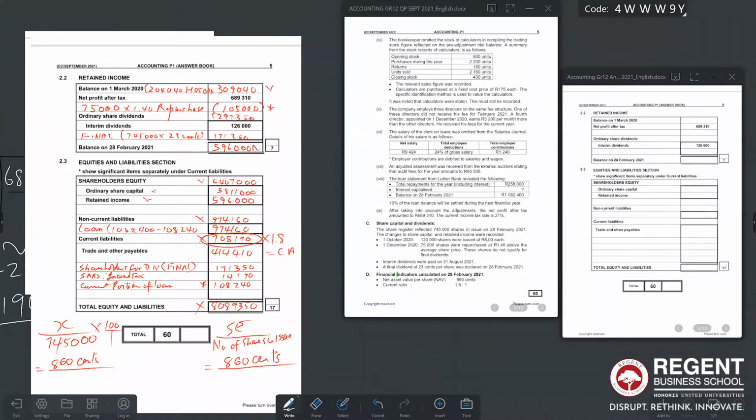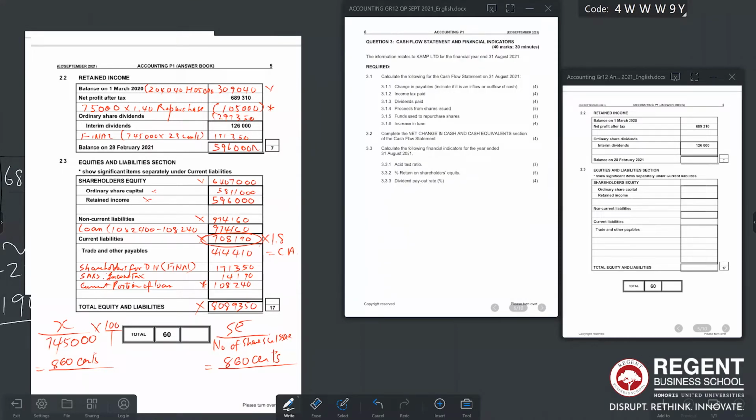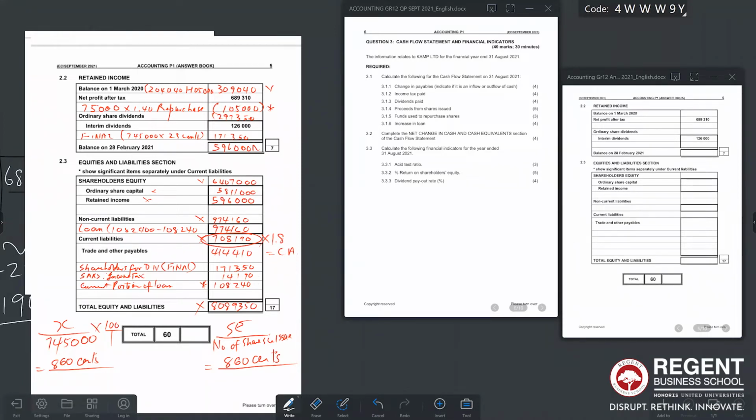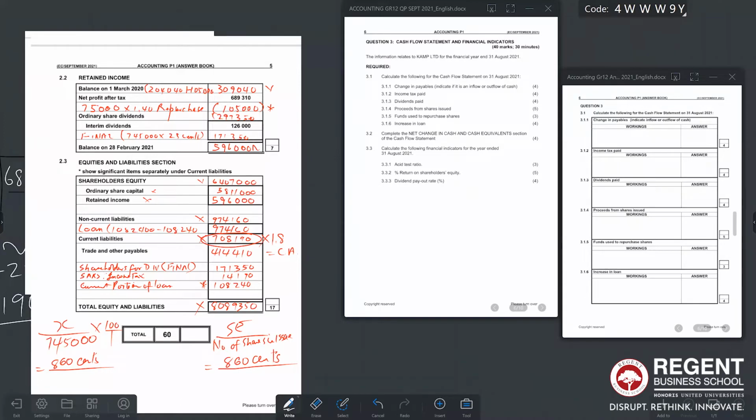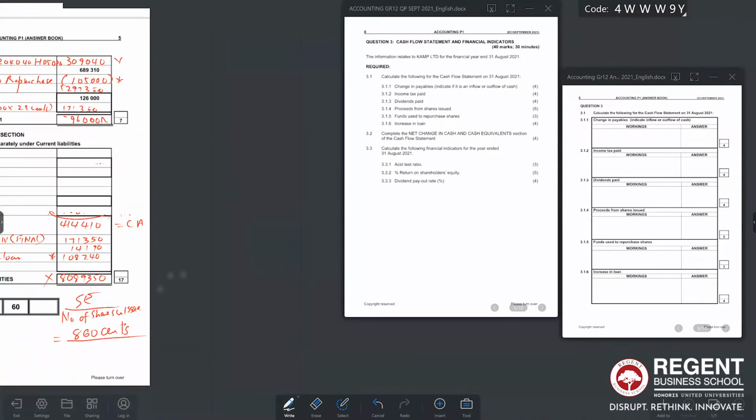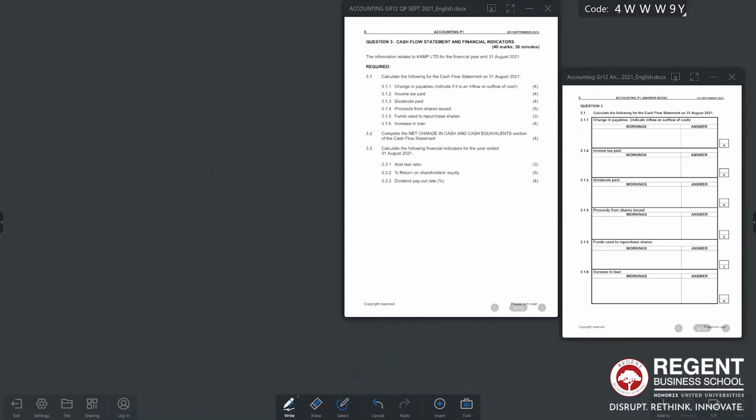I want to move on to the cash flow. I want to do the next part of the paper, that is the cash flow question. That was the last part of that question. Let's move on to the cash flow. I want to finish that because next week I want to do paper 2. So let's finish paper 1, and I want to tell you how to work things out over here. So let's look at question 3, cash flow statement and financial indicators.